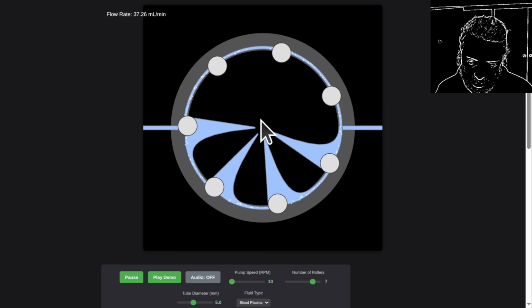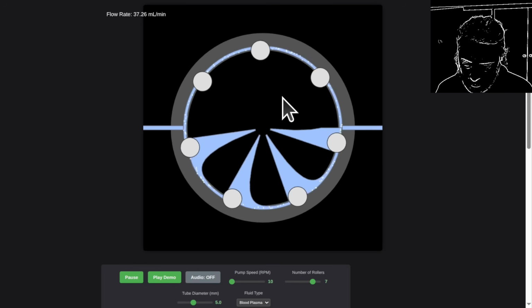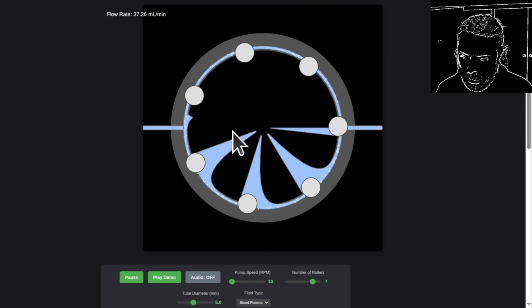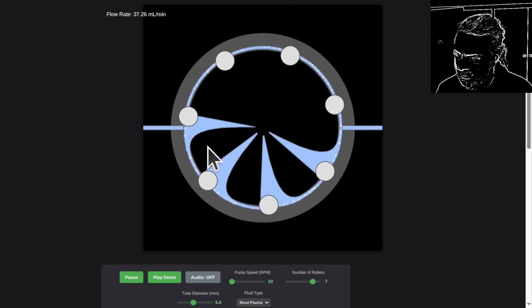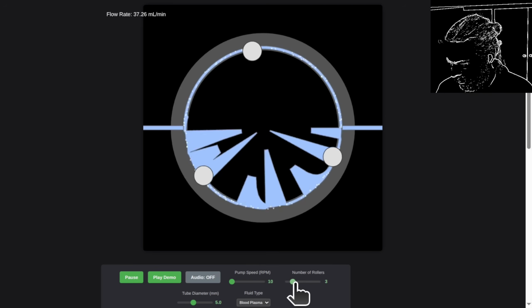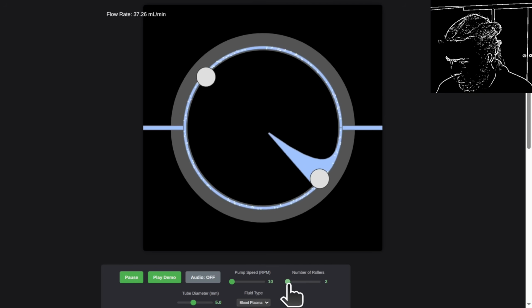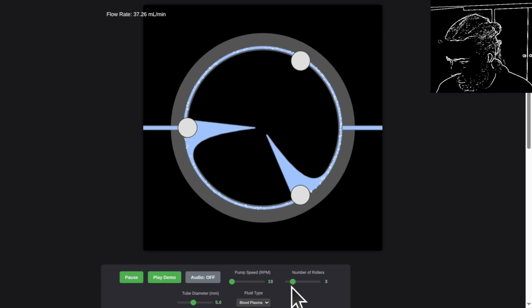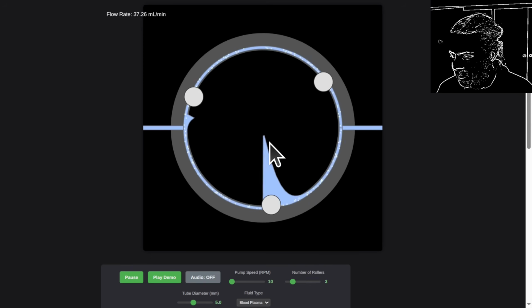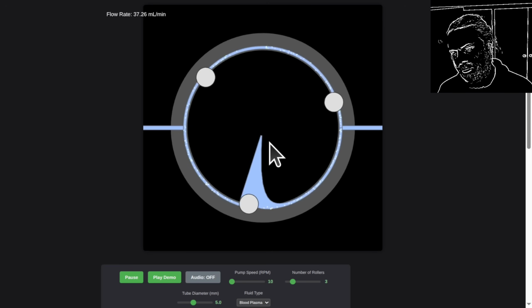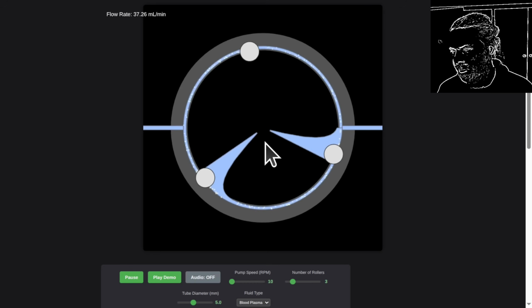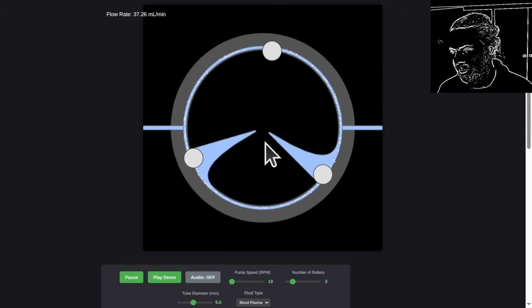Okay, just looking at the animation only, can you explain how bad it is? The fluid appears to be moving continuously in one direction from left to right as the rollers rotate. The light blue sections are being squeezed forward, while the darker gray areas represent the parts of the tube that are compressed and empty of fluid. Okay, so what's wrong with this simulation? The number of rollers has been changed from 7 to 3, which significantly alters the pumping action. With fewer rollers, the fluid is propelled in larger pulses rather than a continuous flow as seen previously.